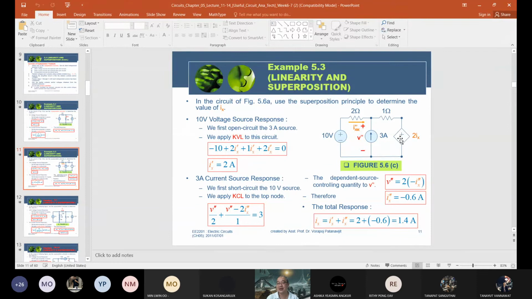The process of linearity or superposition depends only on independent sources, the circle shape. In this case, we have two independent sources, so you take them 2 times. The first time, you may turn on the 10-volt source and kill the 3-amp source. The second time, in the reverse process, you turn on the 3-amp source and turn off the 10-volt source instead.